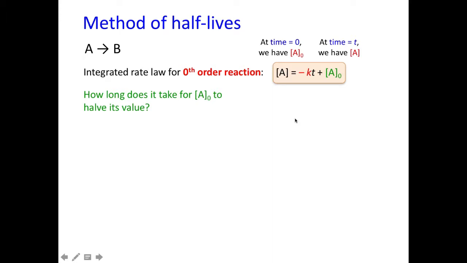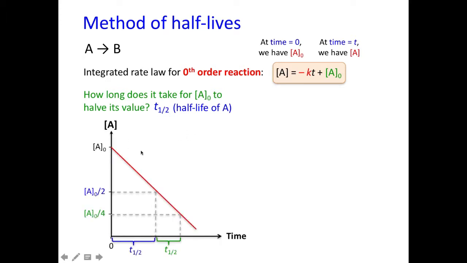Now, we could ask, how long does it take for this initial concentration of A to decrease to half of its value? Which means if you have here 0.5 molar, how long does it take for the concentration of A to go from 0.5 molar to 0.25 molar? So this time is called the half-life of A, and is expressed as T half. And it can be shown here.